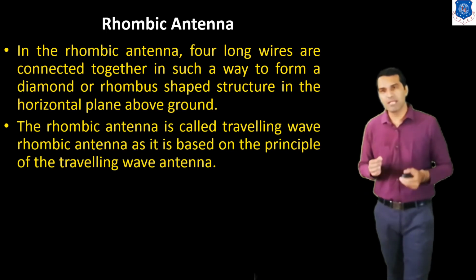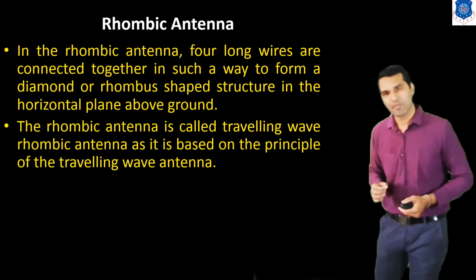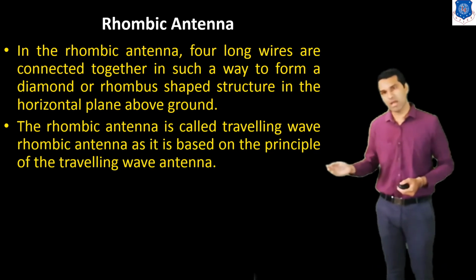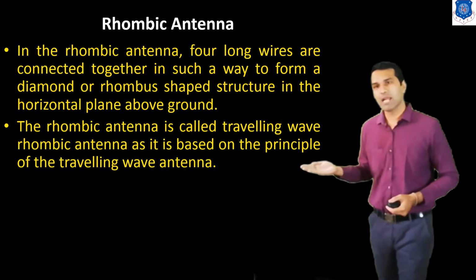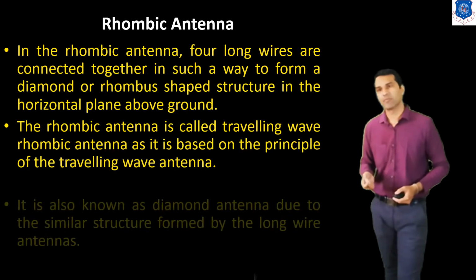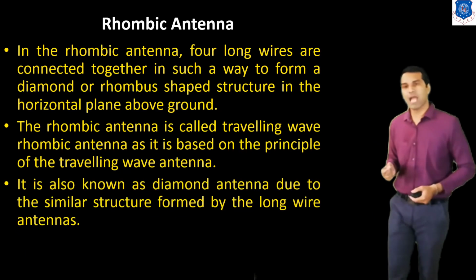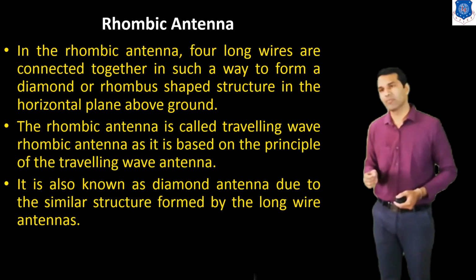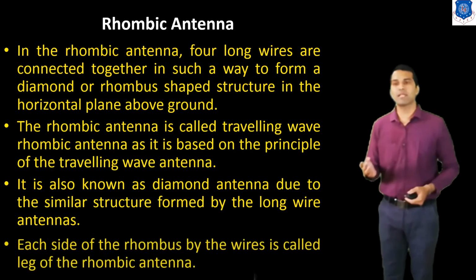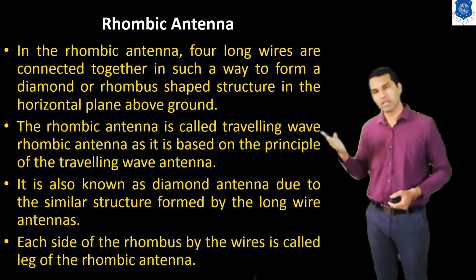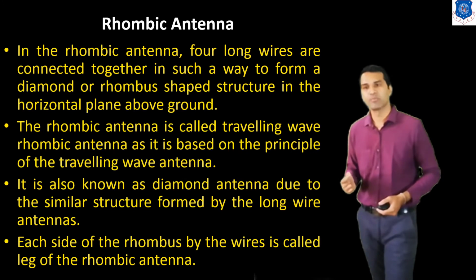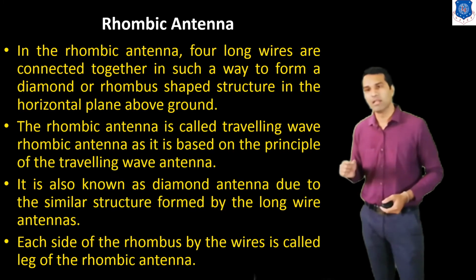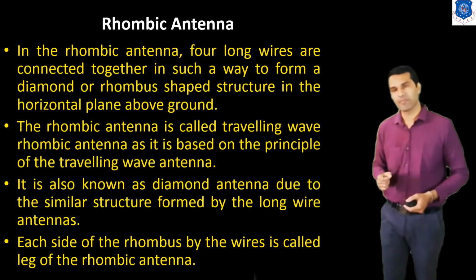The rhombic antenna is called a traveling wave rhombic antenna, as it is based on the principle of the traveling wave antenna. So that's why we can also know this antenna as a traveling wave antenna. It is also known as a diamond antenna due to the similar structure formed by a long wire antenna. So the rhombic antenna is known as the traveling wave antenna. It's also known as the diamond antenna. And each side of the rhombus formed by the wire is called a leg of the rhombic antenna.